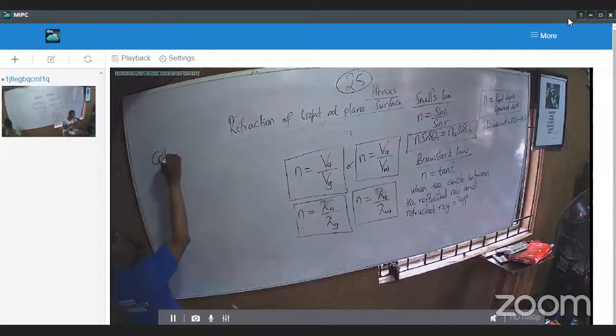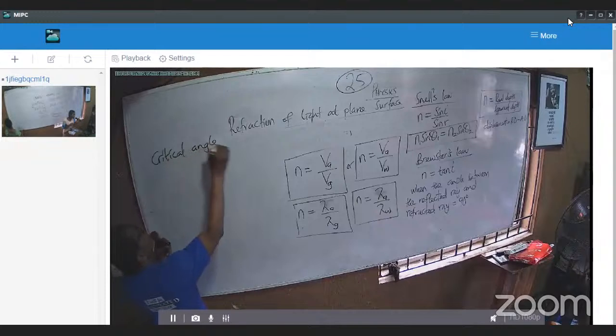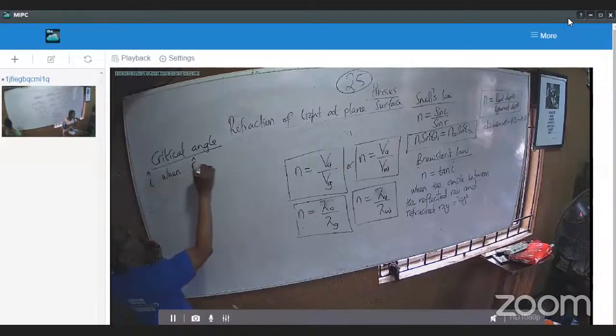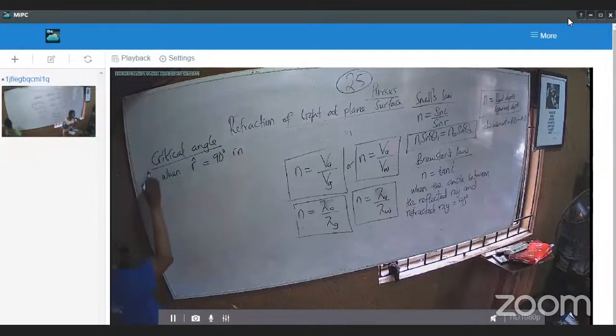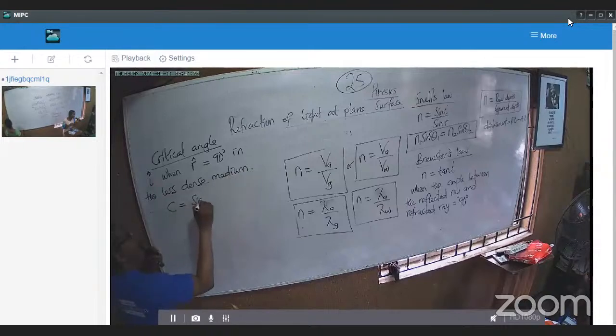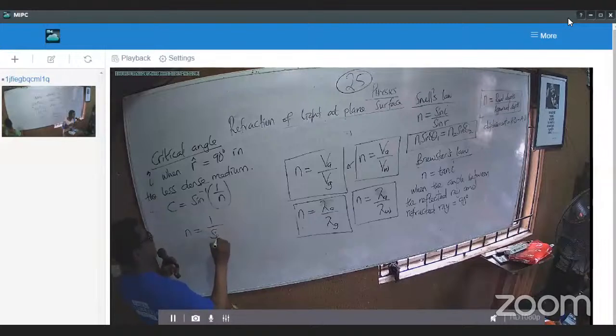So we talk about critical angle. What is the critical angle? It is the angle of incidence when the angle of refraction equals 90 degrees in the less dense medium. Then we know that C is arcsine of 1 over N, and N also is 1 over sine C. So all these are what happen at the critical angle.